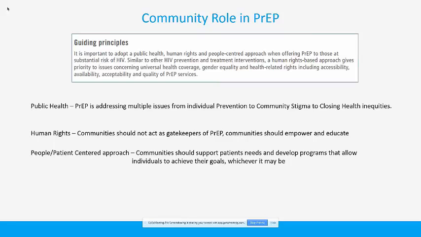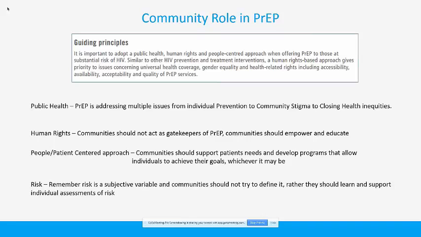And then the other important word here is risk. And it's important to remember that risk is a subjective variable. We each see risk in a different light. And communities should not define what risk means. We should learn about how people understand risk, and we should support individuals to make assessments of risk. And we should make sure that people are aware of the options that are there to reduce whatever risk they may find themselves in.